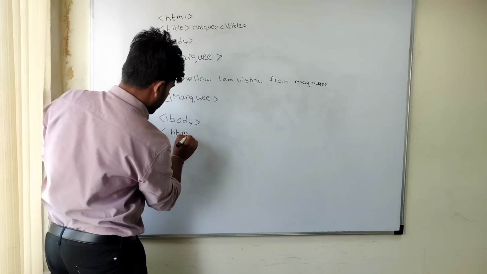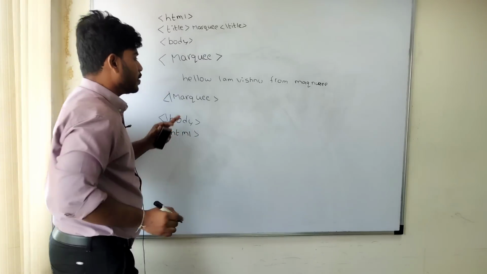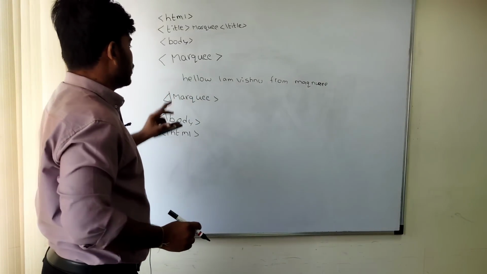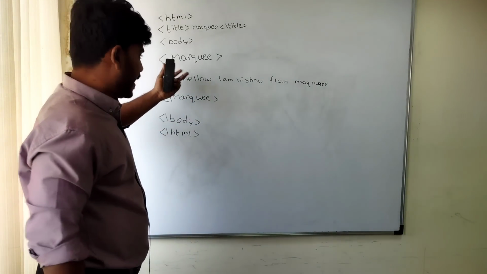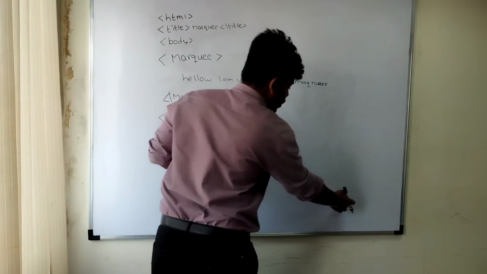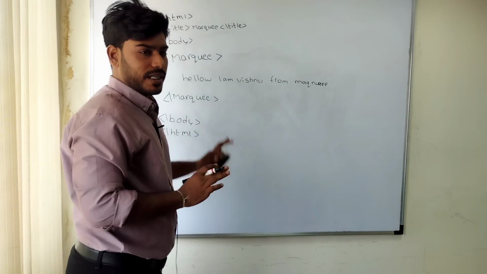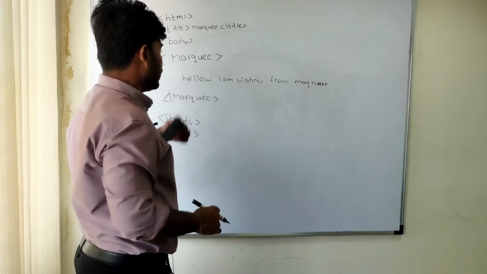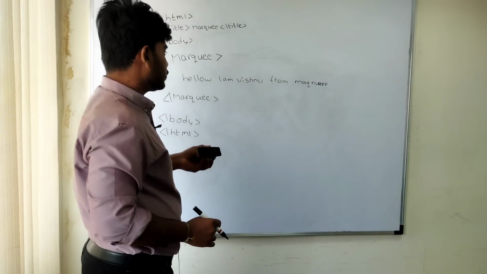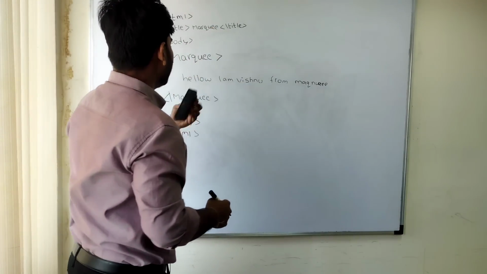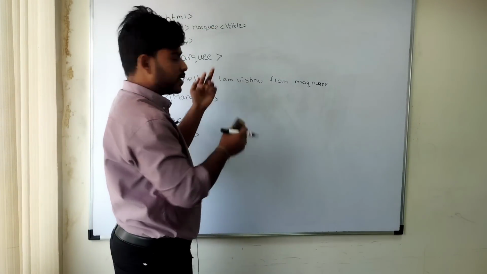Can you scroll this string in the up direction or down direction? If you don't mention any direction, it will scroll from left to right, ma'am. By default it will take left to right. Suppose I want to scroll bottom to up, then how can you represent it? At that time you mention the direction here, ma'am.